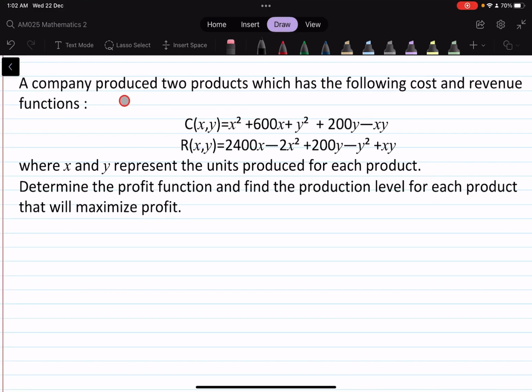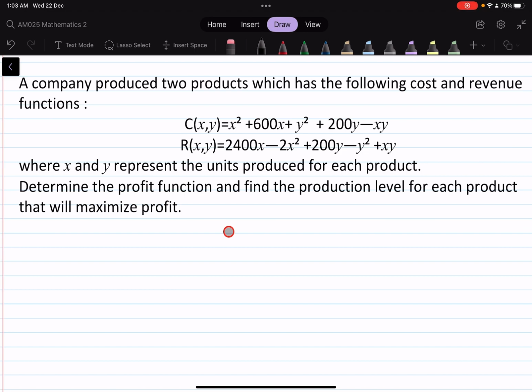A company produced two products which have the cost and revenue functions C(x,y) and R(x,y), where x and y represent the units produced for each product. Determine the profit function and find the production level for each product that will maximize profit.